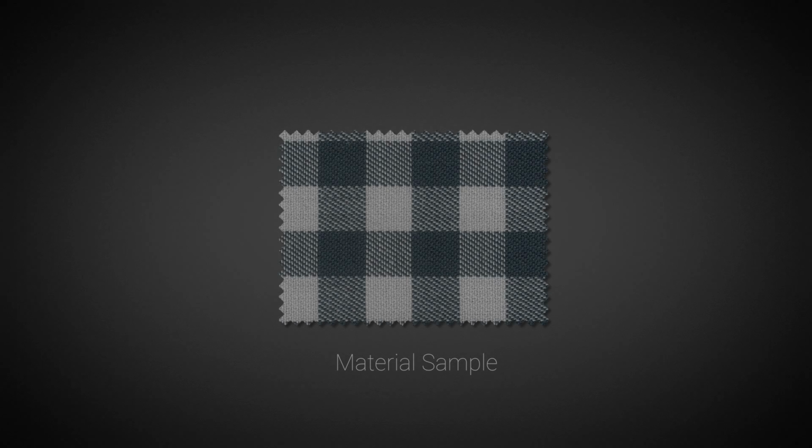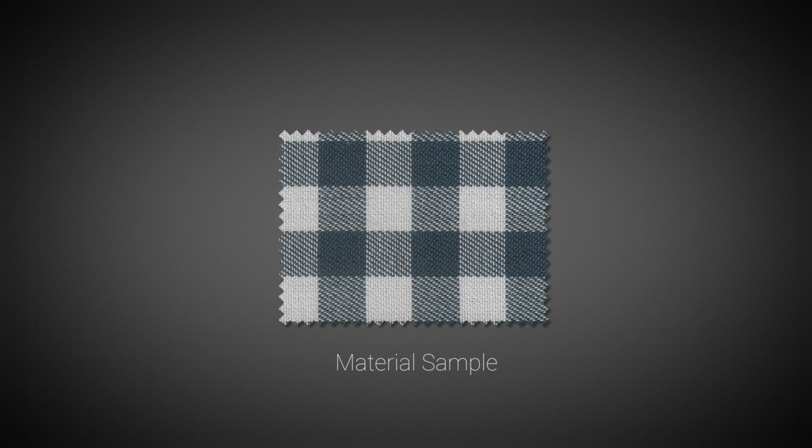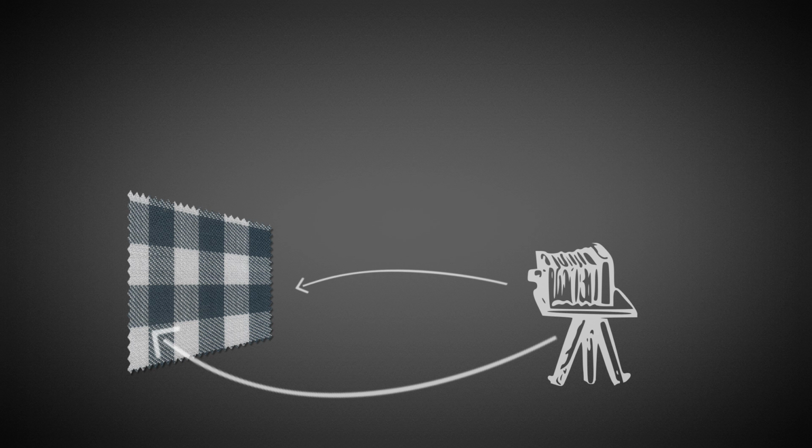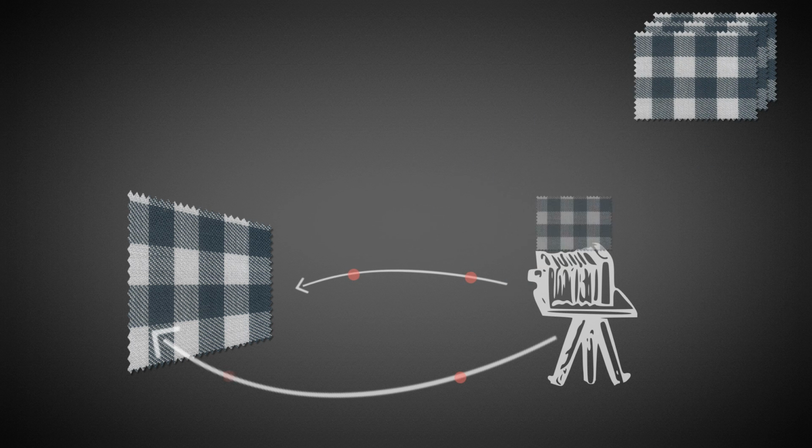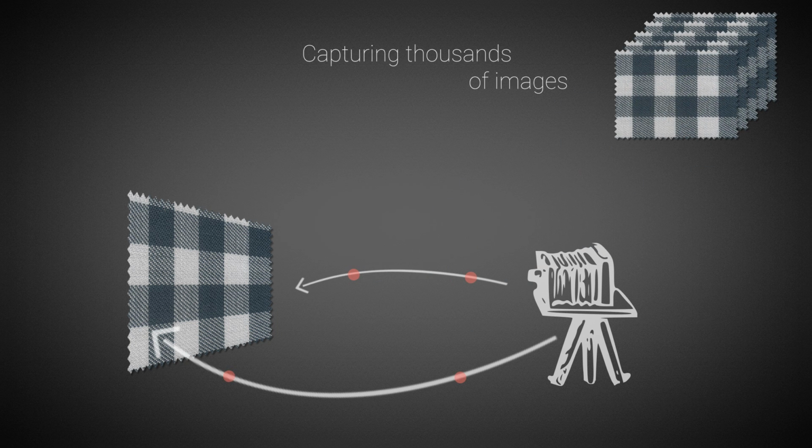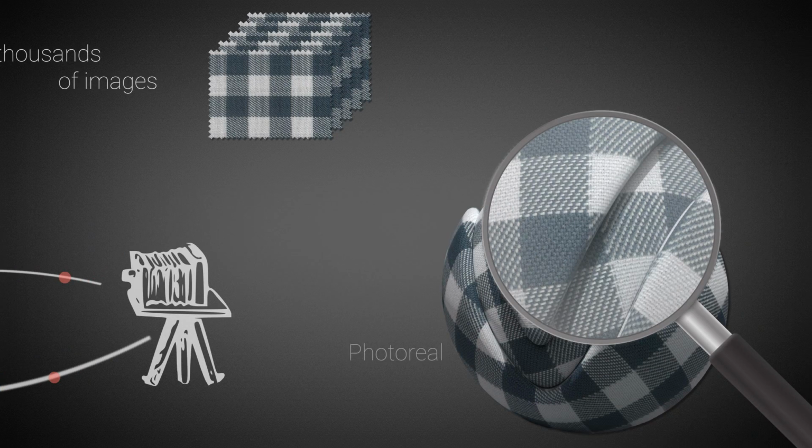Let's take a look at some of the key features of the VRScans. A VRScans material is generated by capturing thousands of images of a real-life material sample. The resulting scanned material is often indistinguishable from the original sample, which makes it appear photorealistic. The amount of photographs generated by the high-quality hardware captures the material's texture in exceptional quality and detail.